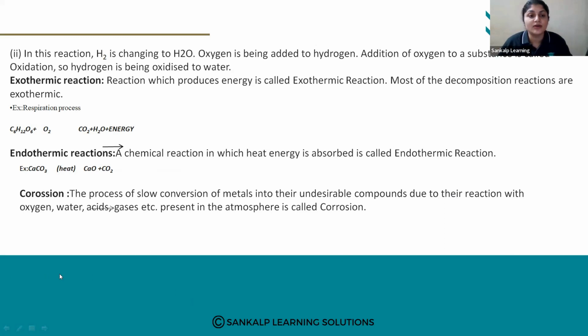Corrosion causes damage to your car bodies and the parts of the car. Bridges are also made up of iron, right? So the iron should be prevented from corrosion, and it will be coated. Because of corrosion, the iron starts rusting, and the life of the iron gets spoiled.